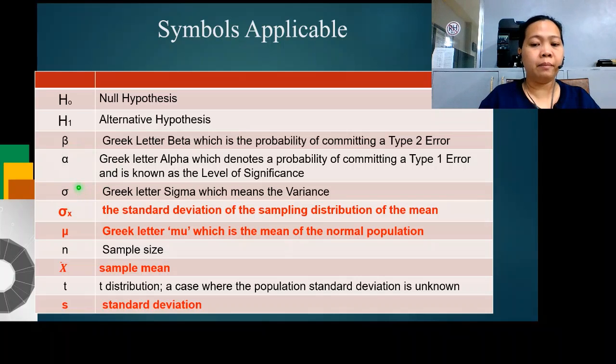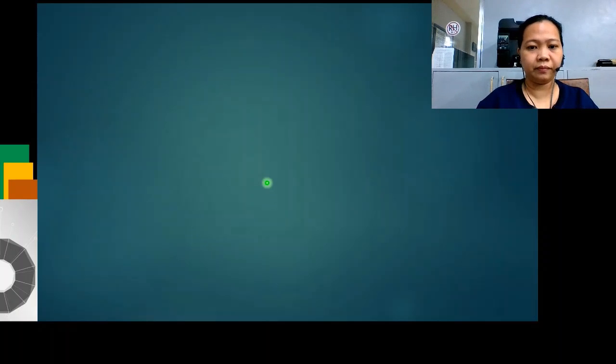Sigma is the standard deviation, and sigma x bar is the standard deviation of the sampling distribution of the mean. Then the Greek letter mu, which means the mean of the normal population. And of course, n is your sample size. X bar is your sample mean. The t distribution is used in the case where the population standard deviation is unknown. So the t distribution will be used if the standard deviation of that population is unknown. And S is for sample standard deviation.